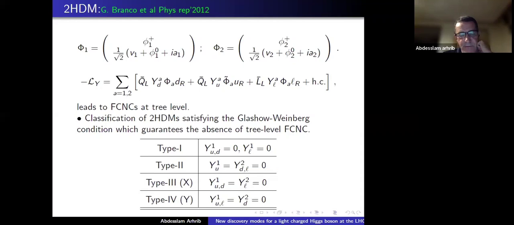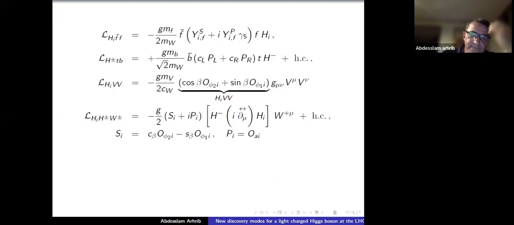Anyway, for type 1 and type 2, only one doublet couples to fermions, but the other one does not couple. In type 3, what we call the lepton specific model, with this kind of setup, phi 1 couples to leptons, and phi 2 couples to up and down quarks. Okay, next slide. And so these are just the Feynman rules you can get from the above Lagrangians. And this is the Higgs coupling to gauge bosons that you can get from the covariant derivative. Okay, next.